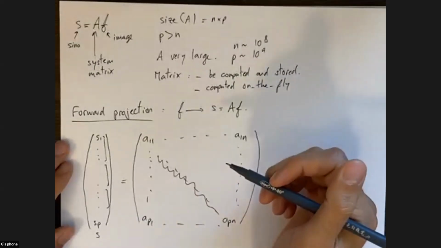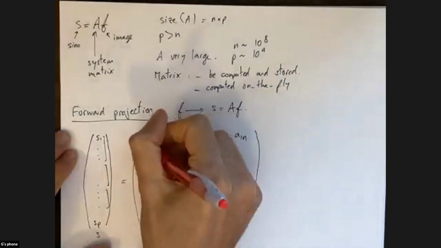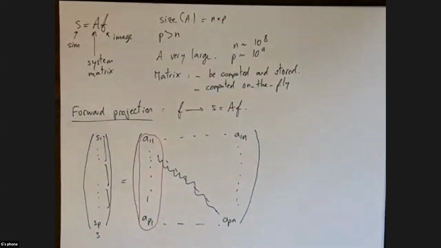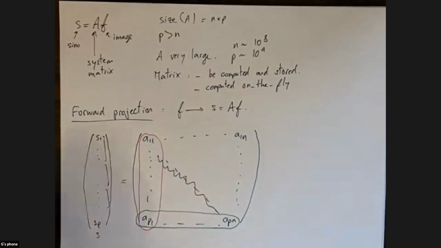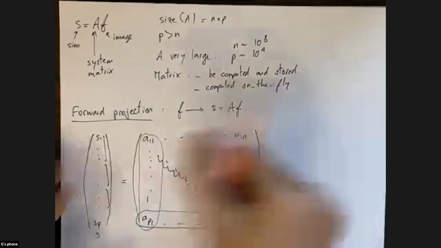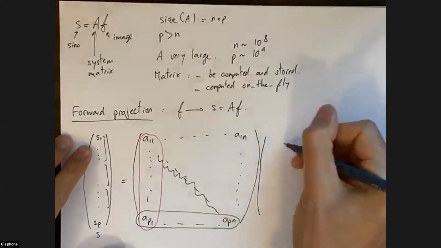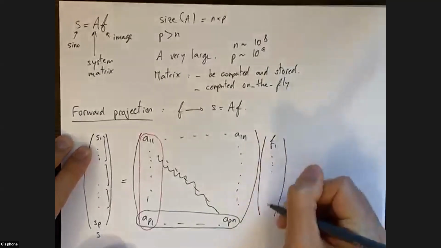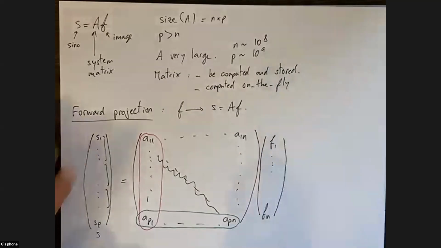What we're going to look at are the rows and the columns. So this is a column of the matrix, and this down there is one of the rows of the matrix. And then here we would have F, where F is the image. So this would be F1 through Fn.